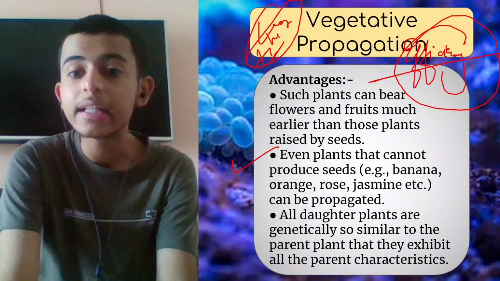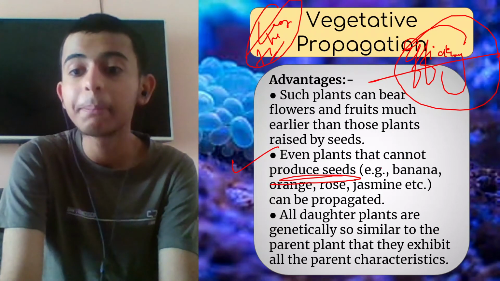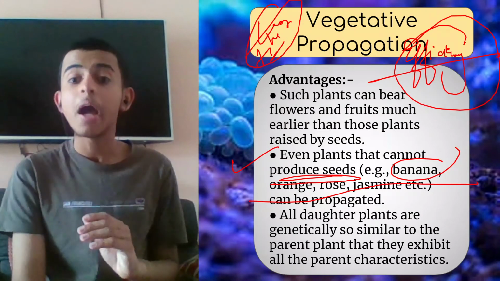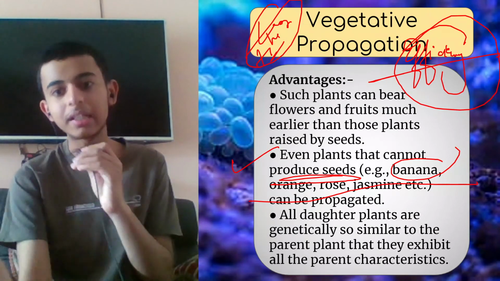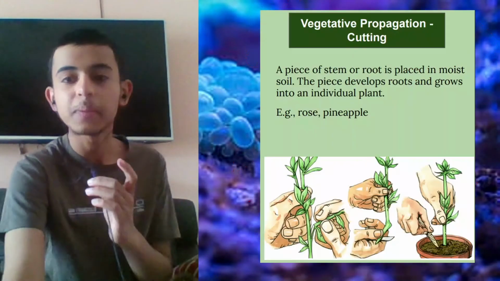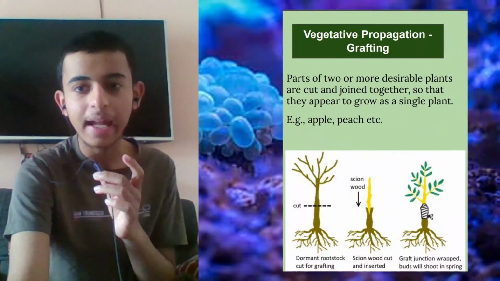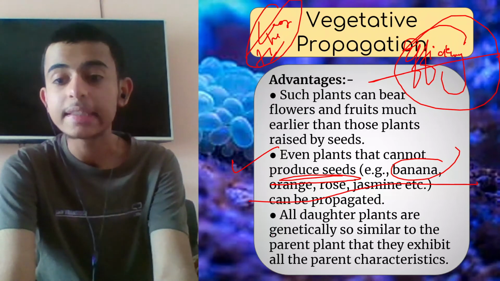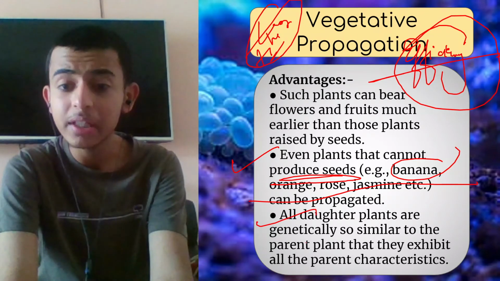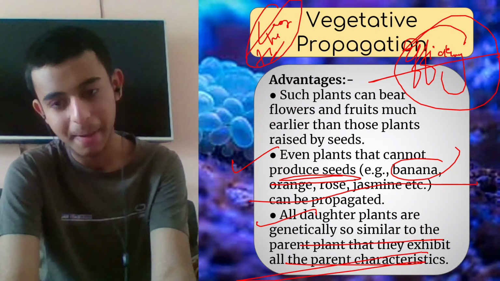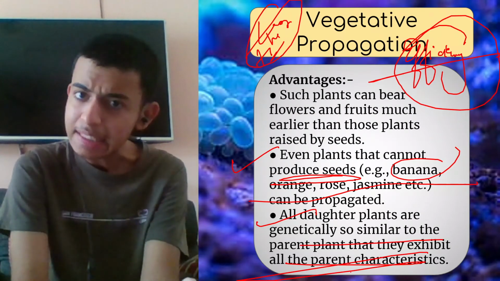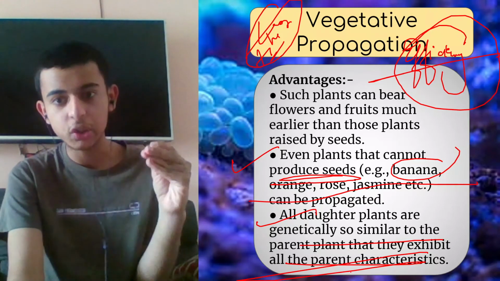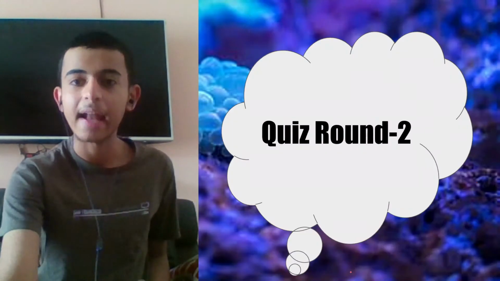And the plants that cannot produce seeds, there are some plants like banana, orange, rose, jasmine, they cannot produce seeds, but they can also be propagated through this method, as we saw: cutting, layering, and grafting. And all daughter cells are genetically so similar to the parent plant that they exhibit all parent characteristics. They have all the features which their parent plant had.